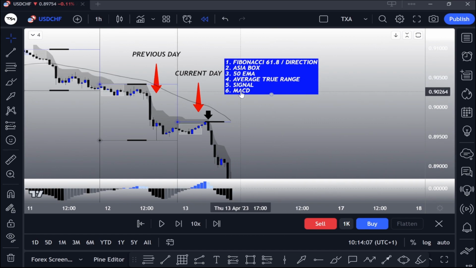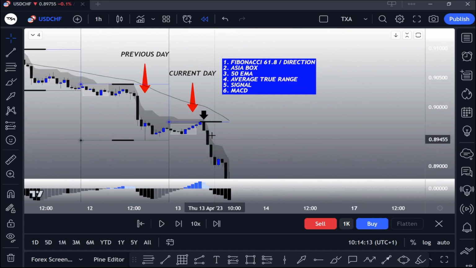So then we are waiting for the signal, step number 5. Step number 5 is that we just wait for a 1H engulfing. So during the London session, after the Asia box, we wait for the 1H engulfing. This is the 7 a.m. close. Once this happens, that's our sign that we should be entering the market.